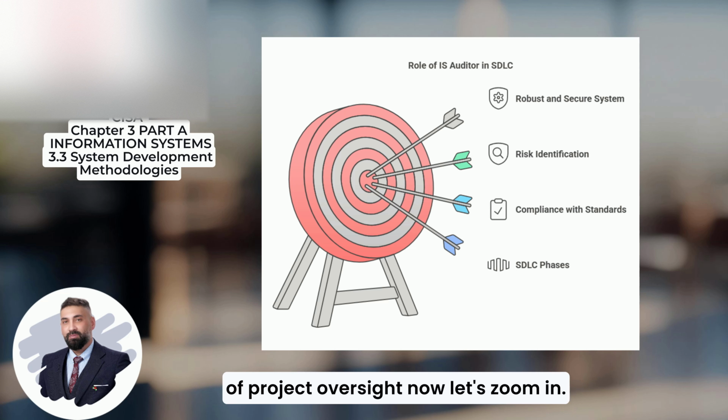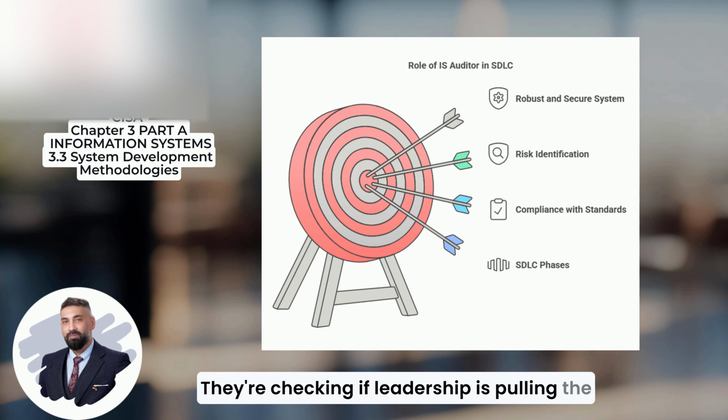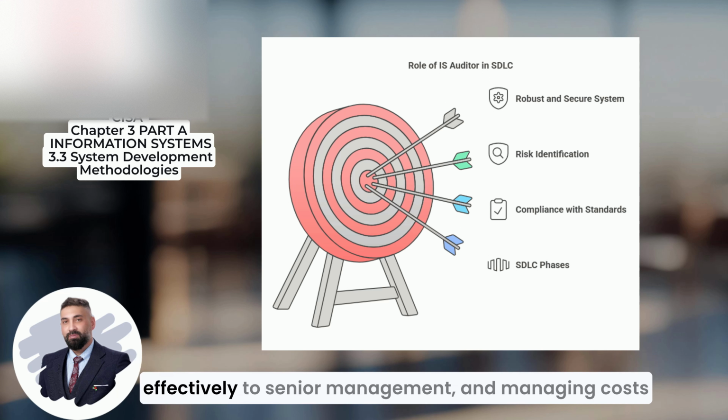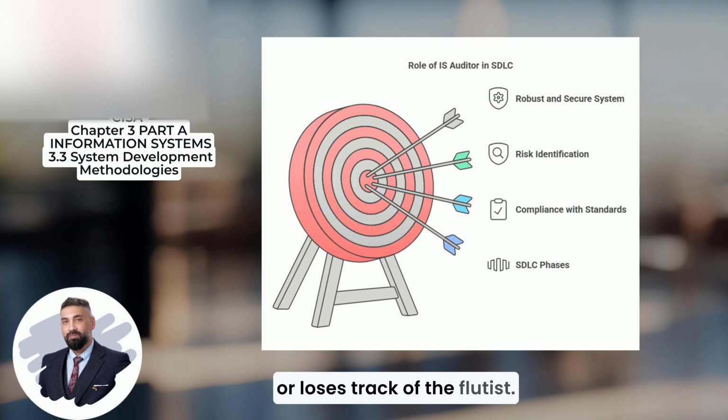Now let's zoom in. An IS auditor reviews not only the risk landscape, but also whether the project management team is running the show efficiently. They're checking if leadership is pulling the right strings, threading stakeholder involvement, reporting progress effectively to senior management, and managing costs like a maestro orchestrating a symphony. Picture a conductor who misses the crescendos or loses track of the flutist. It throws everything out of sync.